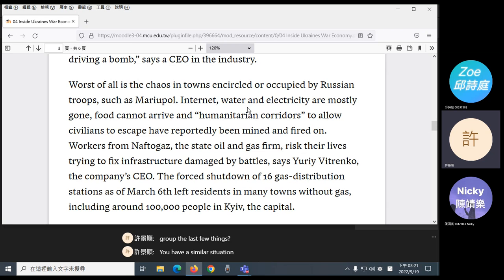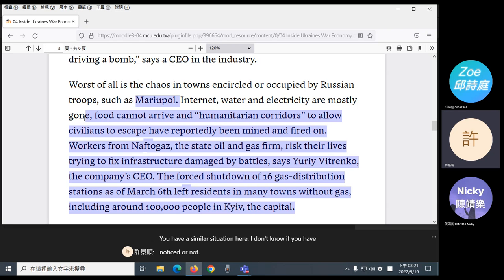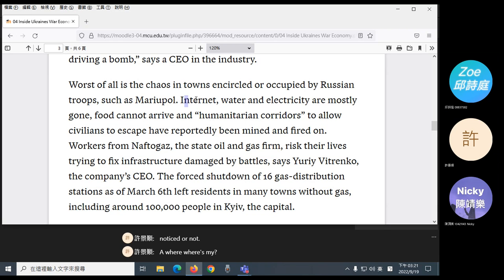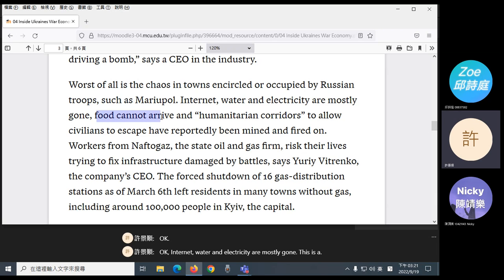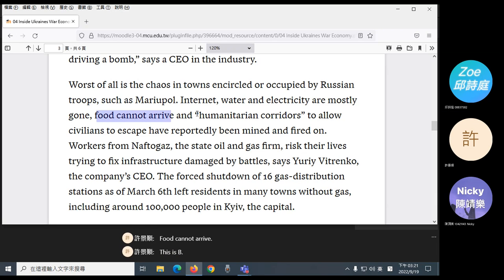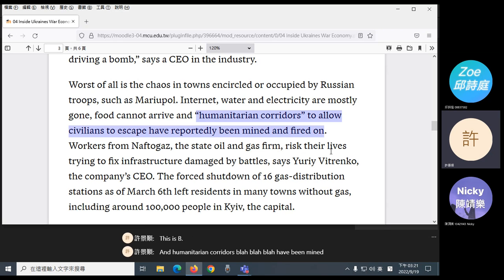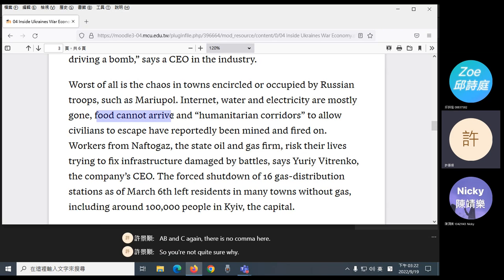You have a similar situation here. I don't know if you have noticed or not. Internet, water, and electricity are mostly gone. This is A. Food cannot arrive. This is B. And humanitarian corridors, blah, blah, blah, have been mined and fired on. This is C. A, B, and C. Again, there's no comma here. So you're not quite sure why this sentence and this sentence can be put together using and, but there is a comma here. The grammar is not very clear. It would be much more clear if you add a comma here.